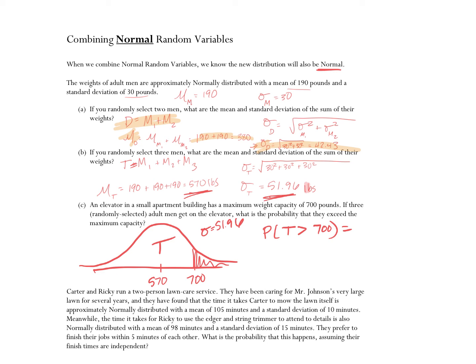Does it matter if I do greater than versus greater than or equal to in this setting? Because this is a continuous variable, it doesn't matter. What are we getting? It should be pretty small. How do I know it's pretty small? We're talking about 130 pounds above the mean. That's more than 2 standard deviations, yes? So it's okay that it's small. 0.006176.